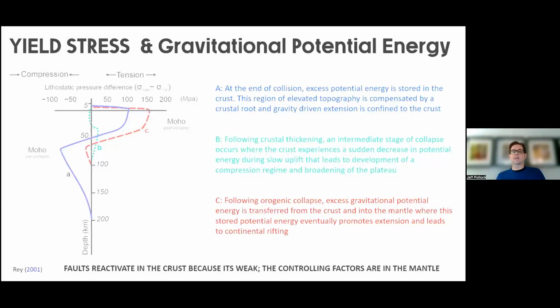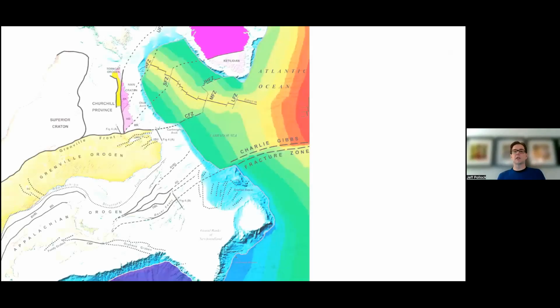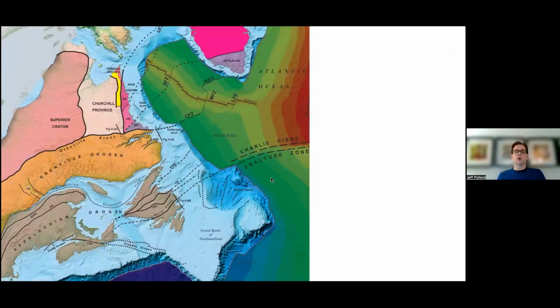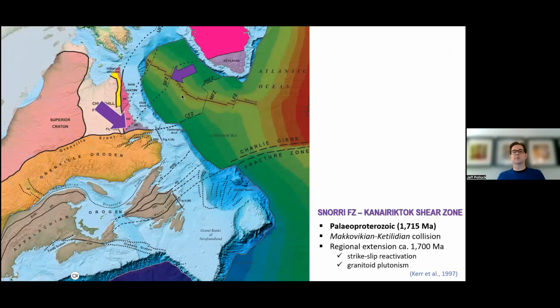So if we look back to the Labrador Sea area, we have both the Dover Fault and the Grenville Front that extend into the modern ocean. But if we go north, we see the same sort of pattern in the Snorri fracture zone and the Kanariktok shear zone. This is a major Paleoproterozoic collisional boundary at the Makkovikian orogen. It has a later episode of extension and strike slip reactivation, and massive granite plutonism.